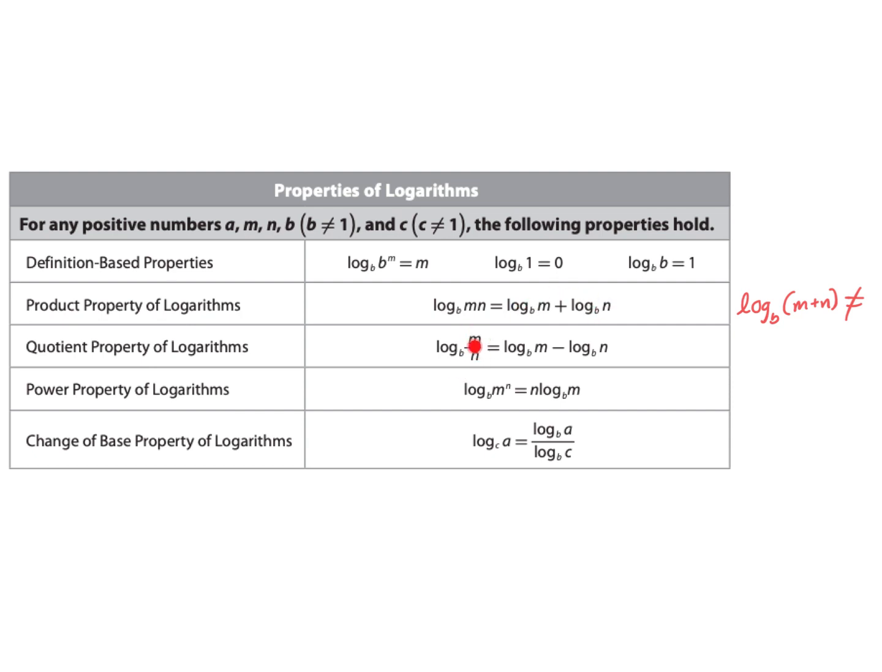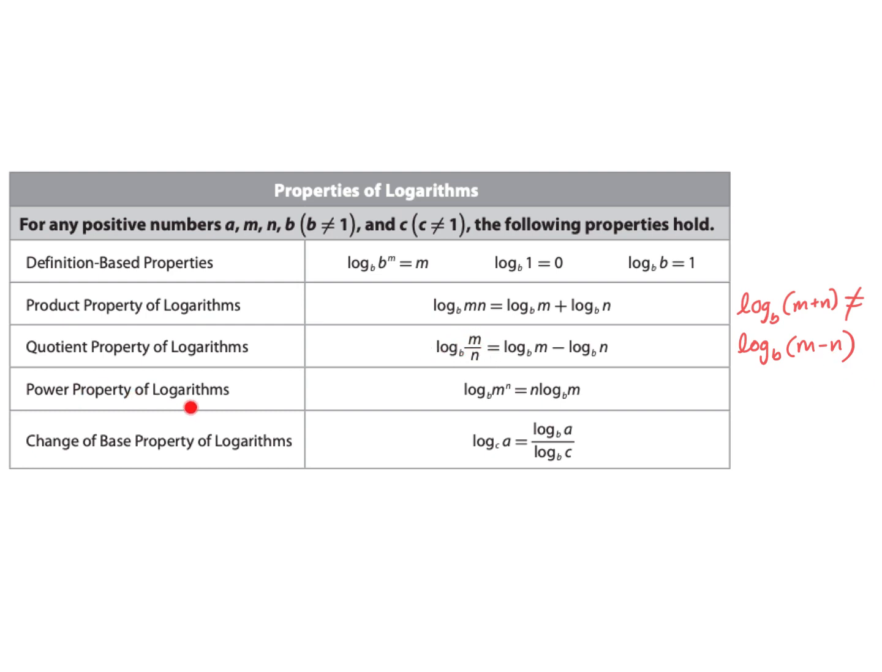Same thing for a quotient. If you have the logarithm of a quotient, you can write it as 2 separate logarithms that are a difference. Again, notice that that's not a property for a difference. Okay, you cannot expand this into 2 separate logarithms. It must be a quotient here.